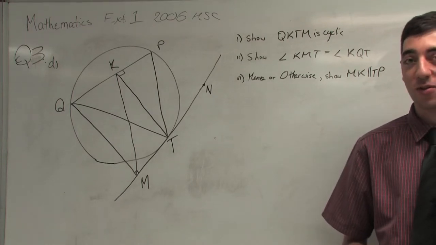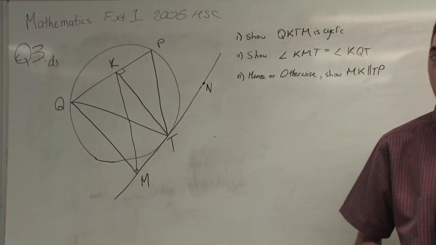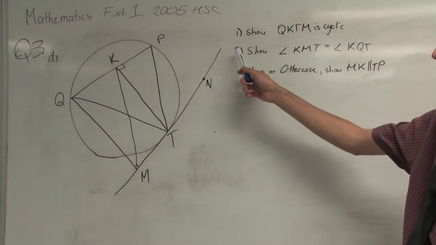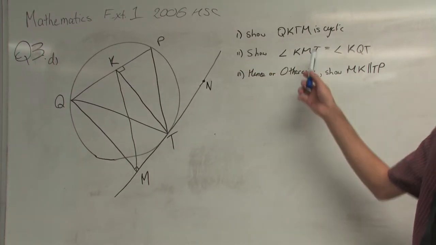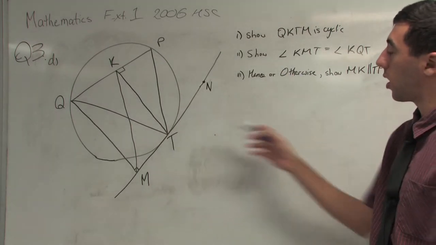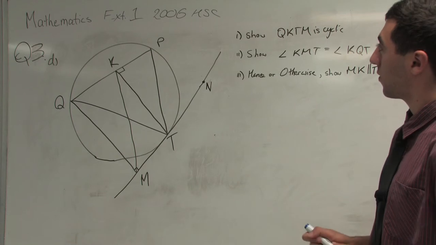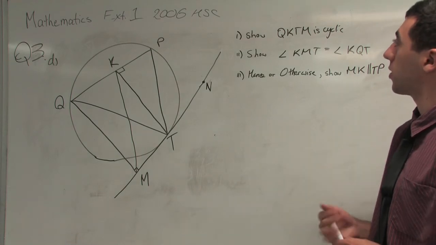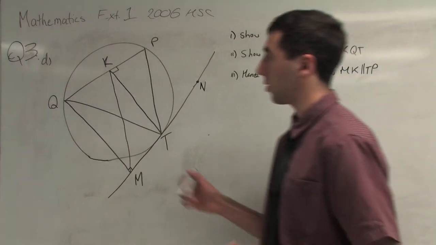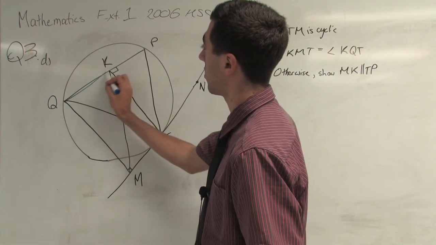Question 3D of the paper. It's a circle geometry question. So it's a series of questions asking us to show that there's a cyclic quadrilateral and to further show other things. Okay, so the first part of the questions asks us to show that QKTM is a cyclic quadrilateral. So if we take a look at it here, QKTM is this thing.